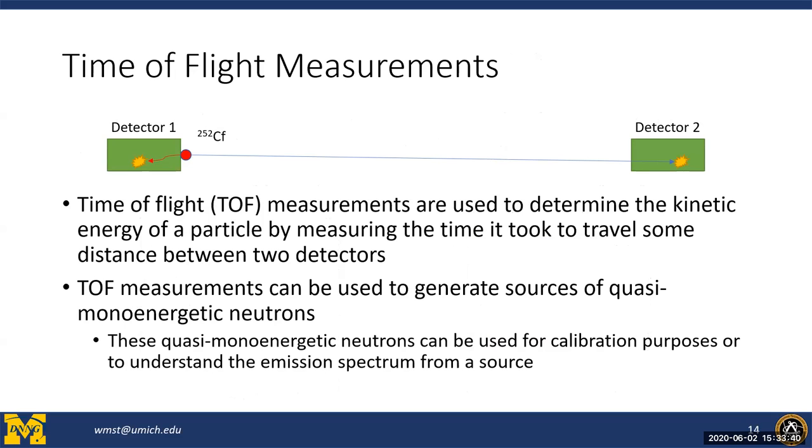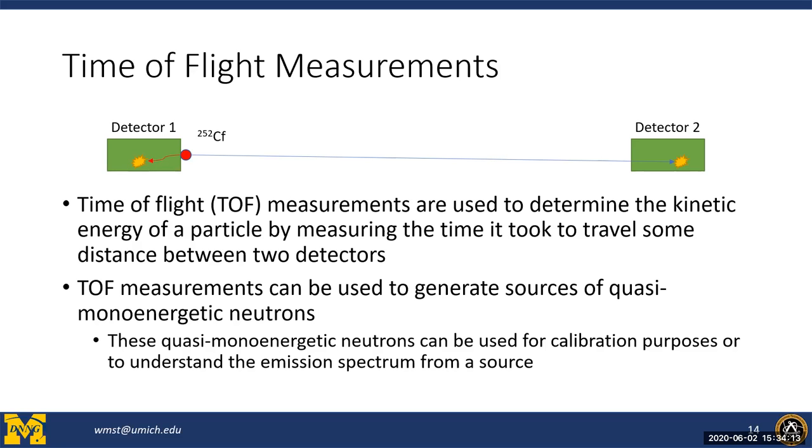So the first measurement I'd like to talk about is a time of flight measurement. Time of flight measurements are used to determine the kinetic energy of a particle by measuring the time it took to travel over some distance between two detectors. For measurements regarding nuclear engineering, we use these a lot to produce quasi-monoenergetic sources of neutrons. These quasi-monoenergetic neutrons can be used to calibrate a detector, or we can use them to better understand the emission spectrum of a given source.